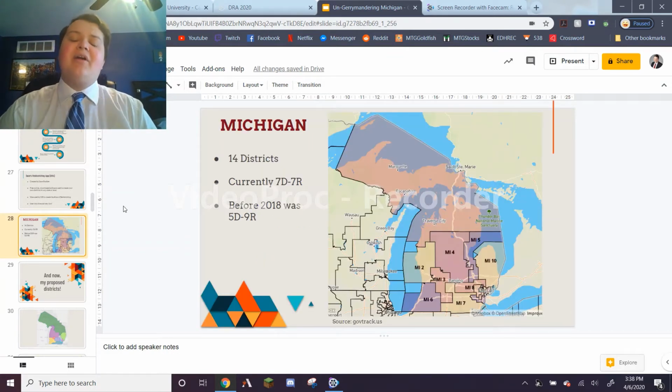So look at our current congressional maps. This is the state of Michigan currently. We currently have 14 districts, but almost all census projections show that Michigan has been losing people, and we are very likely to lose one of our congressional districts following the 2020 census. So we'll be down to 13, and that's what my map will be. It'll be 13. But currently we have 14. The current makeup of it is 7 Democrats and 7 Republicans.